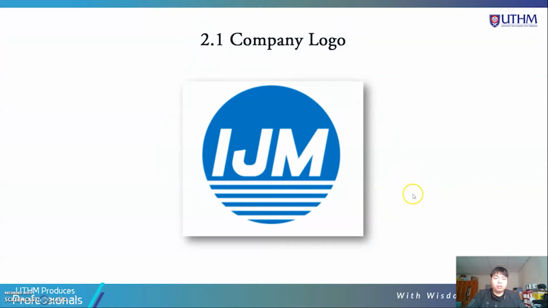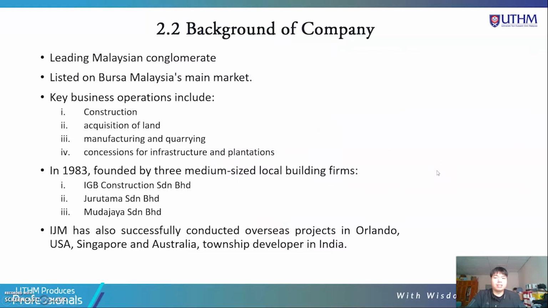So these are the company logos of IJM Corporation Berhad, and the background of the company is a leading Malaysian conglomerate listed on the Bursa Malaysia main market. Its key business operations include construction, acquisition of lands, manufacturing and quarrying, concessions for infrastructure, and plantations. In 1983, it was founded by 3 medium-sized local building firms, which are IGB Construction Sdn Berhad, Jurutama Sdn Berhad, and Mudajaya Sdn Berhad. IJM has also successfully conducted overseas projects in Orlando, United States of America, Singapore, and Australia, and is a township developer in India.